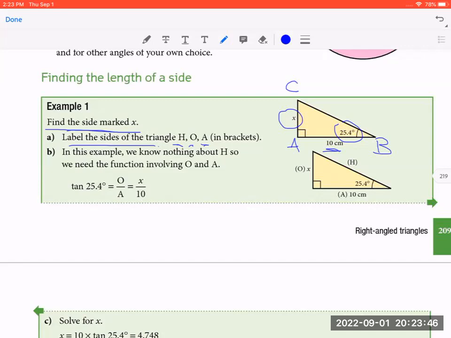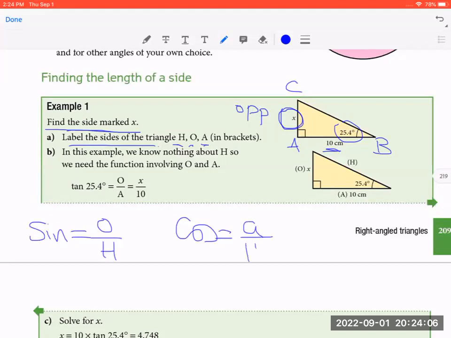Now here, how could we find the value of X? This one, as you said, it is the opposite. So which formula are we going to use? I write the formulas down here. Sine is opposite over hypotenuse. Cosine is adjacent over hypotenuse. Tan is what? Opposite over adjacent.